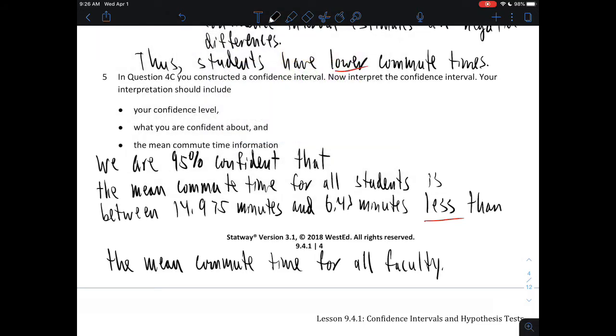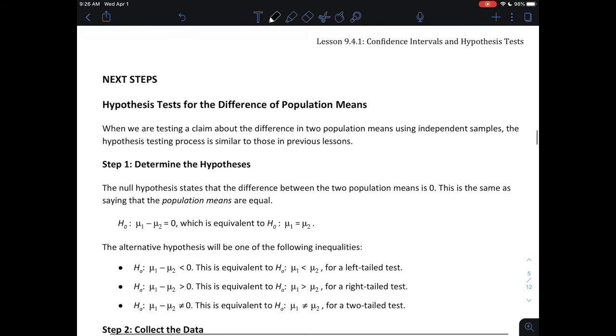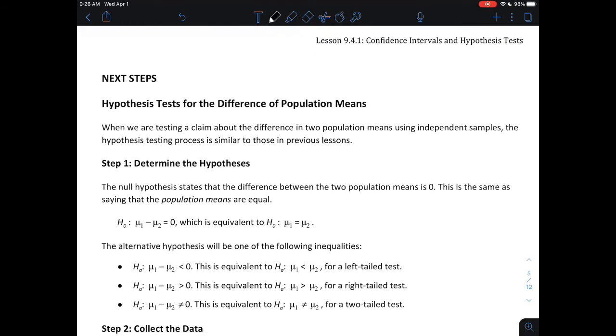So that's looking at confidence intervals. Now let's move on and look at hypothesis tests for these same things, the difference of population means. When we are testing a claim about the difference in two population means using independent samples, the hypothesis testing process is similar to those in previous lessons.